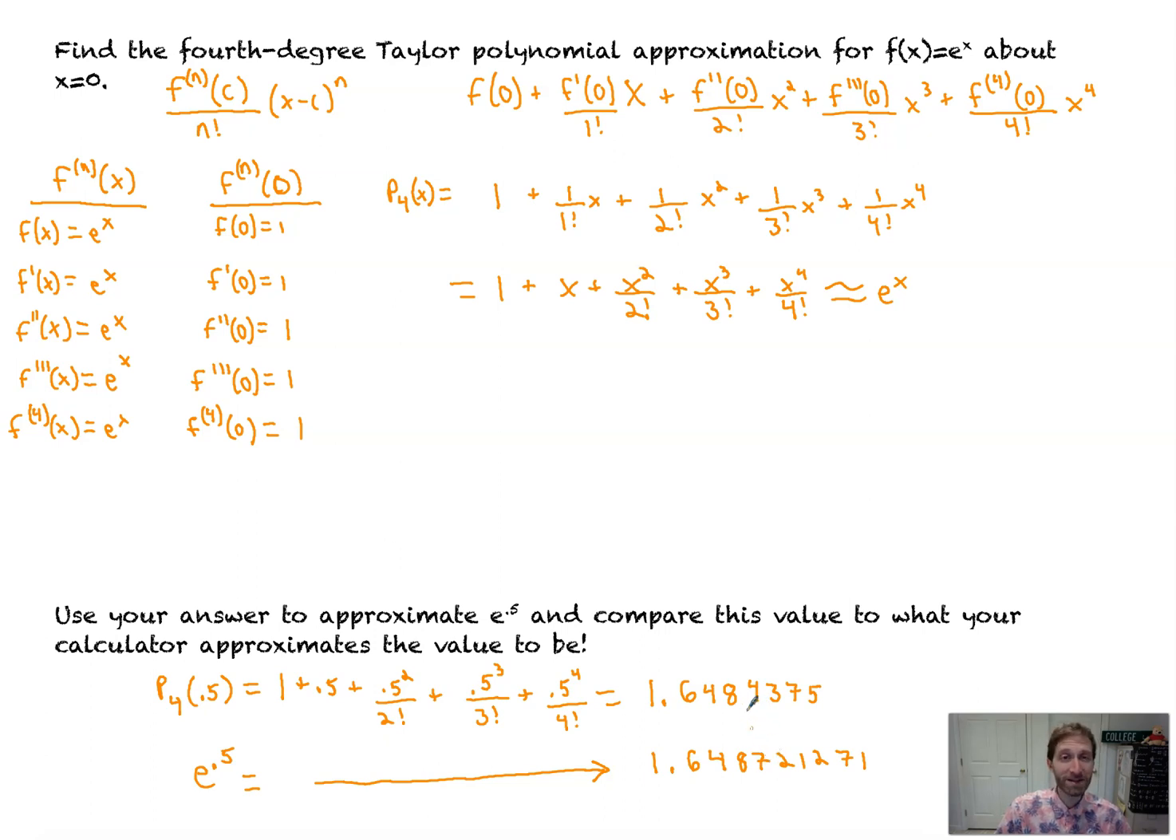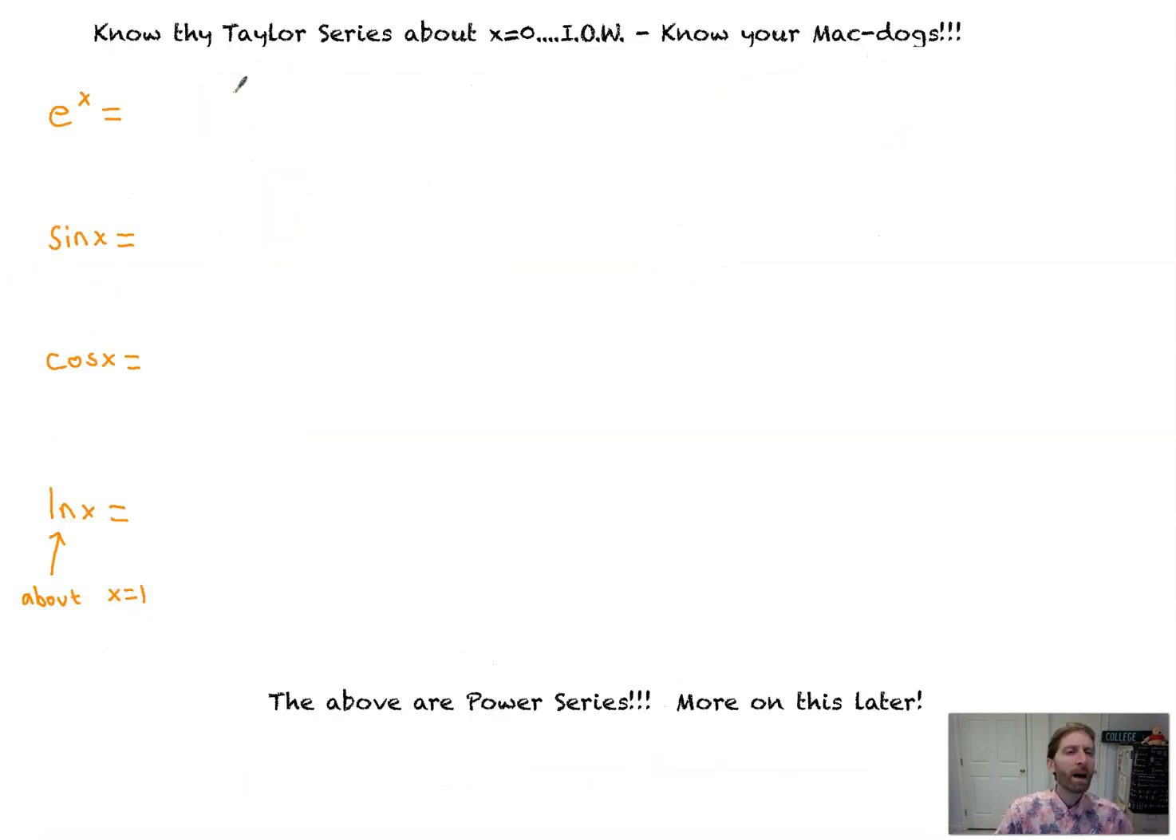Pretty darn good approximation since we're only out to the 4th degree. Oh, it's beautiful. Okay, so I'm going to end this video with the idea that you need to know thy Taylor series or Maclaurin series. I like to say know your Mac dogs. What does that mean? You need to memorize the following 4 Taylor series centered about x equals 0. Know your Mac dogs, your Maclaurin series, because we're going to use them a lot in the future.